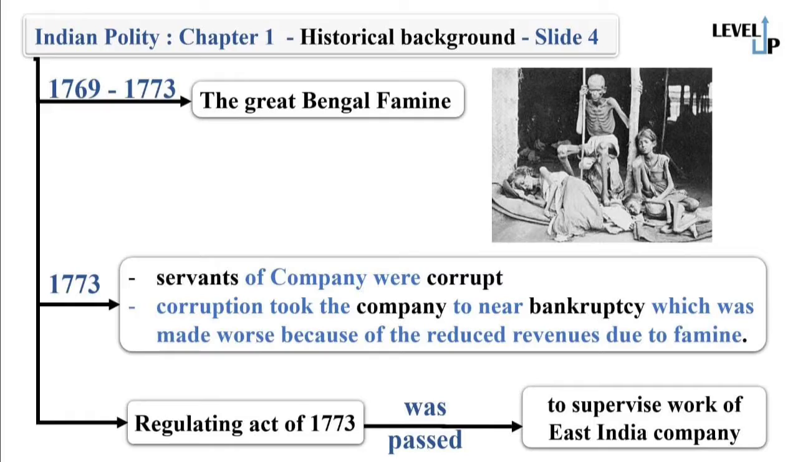The servants of the East India Company were grossly corrupt from bottom to top. They had no sense of responsibility, accountability, or sense of right and wrong. Clive and other English officials have benefited heavily from the Nawabs of Bengal. This corruption took the company to near bankruptcy, which was made worse because of the reduced revenues due to famine. By 1773, the East India Company was in dire financial crisis.